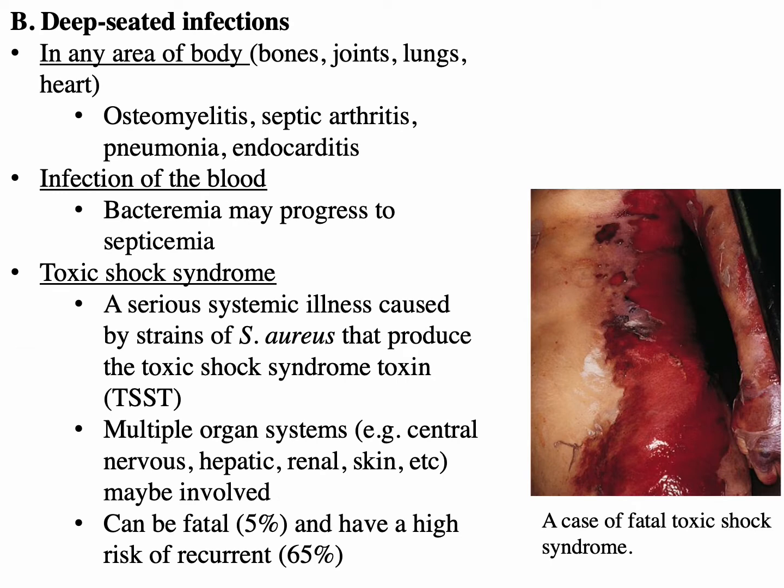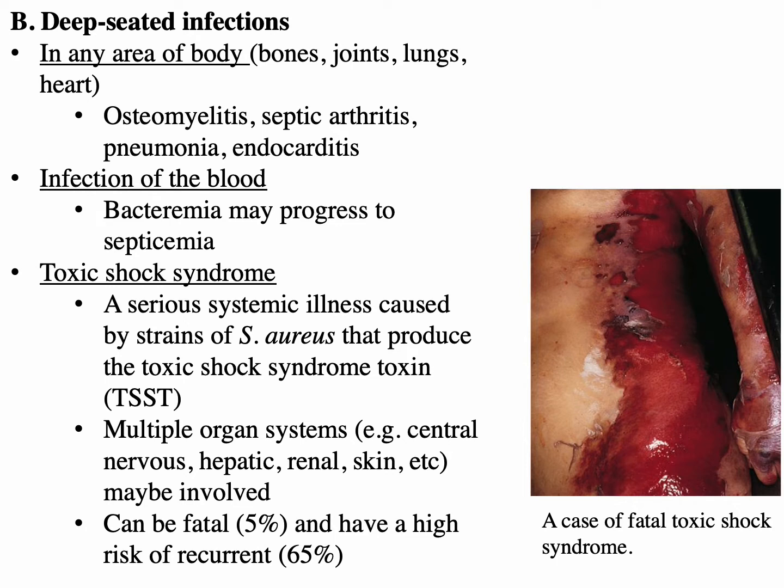The second group are more severe. This deep-seated infection could be in any area of the body. You have the bone, the joints, the lungs, the heart. They all are susceptible to infection by Staph aureus or Staphylococcus. So bone cells, they give you osteomyelitis. In fact, Staphylococcus osteomyelitis is probably the number one disease in the bone infections.